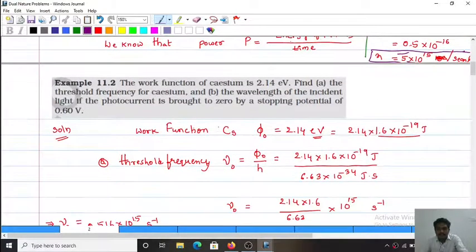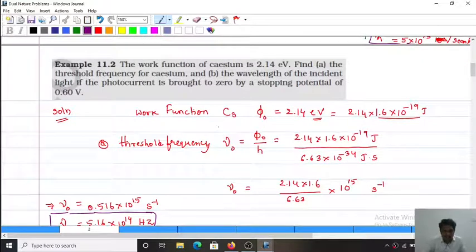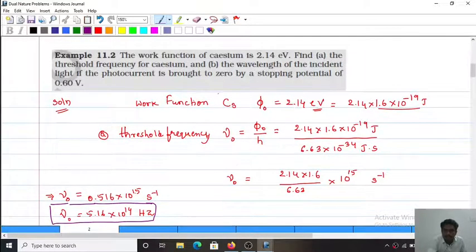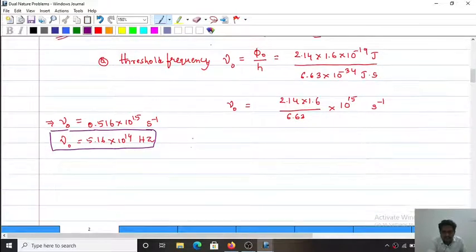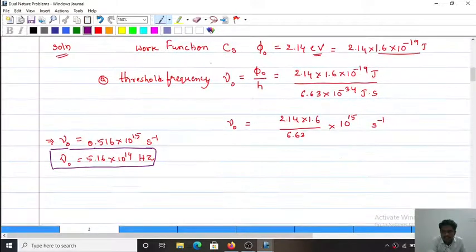And what is the second question asked in this example number 2? The wavelength of incident light if the photocurrent is brought to 0 by a potential of 0.6 volts. It is asked to find out the wavelength of incident light when the stopping potential is 0.6.